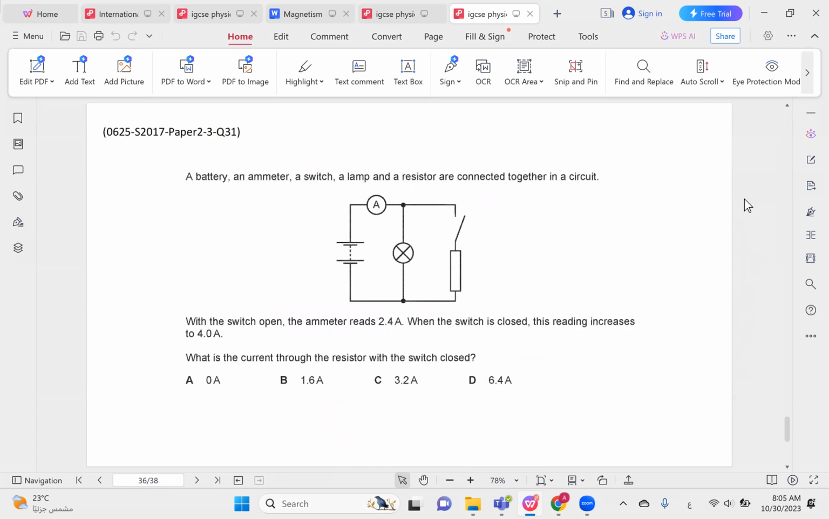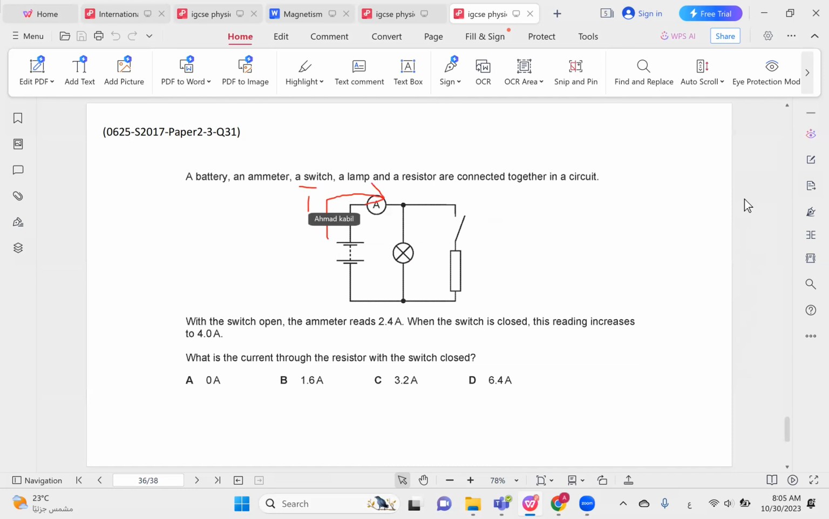A battery, an ammeter, a switch, a lamp, and a resistor are connected together in a circuit. With the switch open, the ammeter reads 2.4 amperes. When the switch is closed, this reading increases to 4. What is the current through the resistor when the switch is closed? So this is also a nice application of the concept.